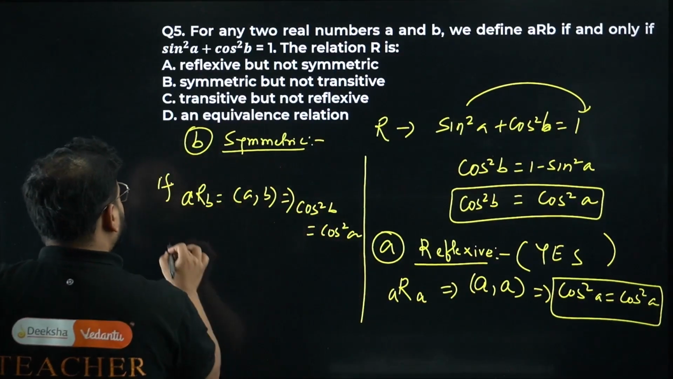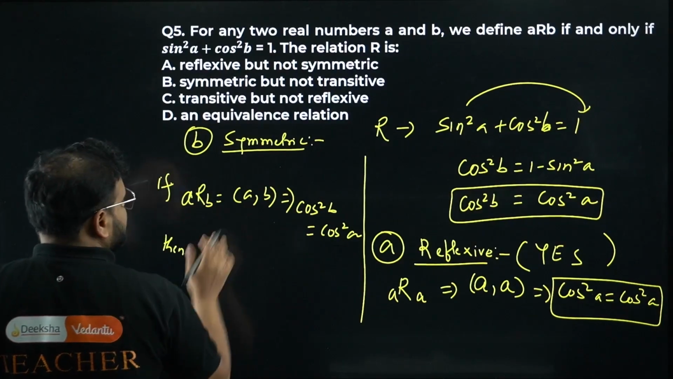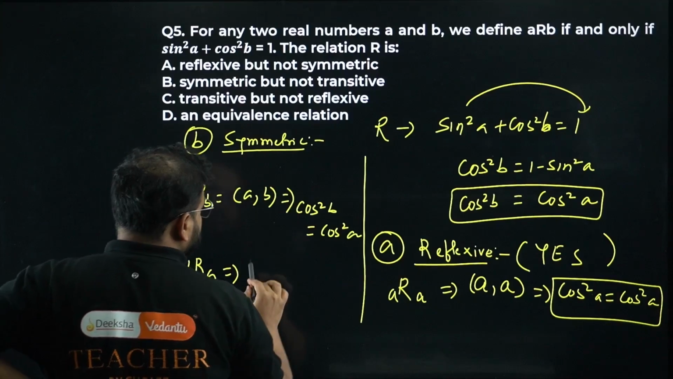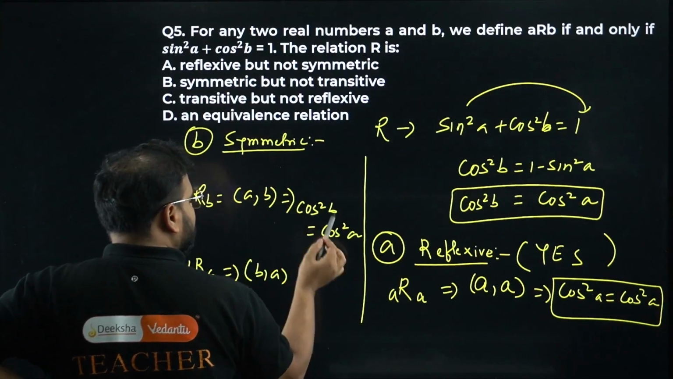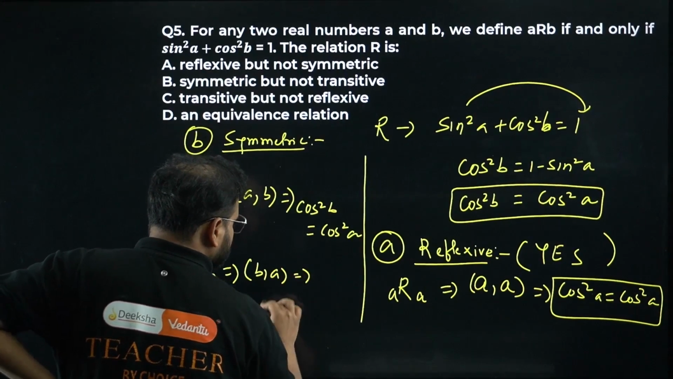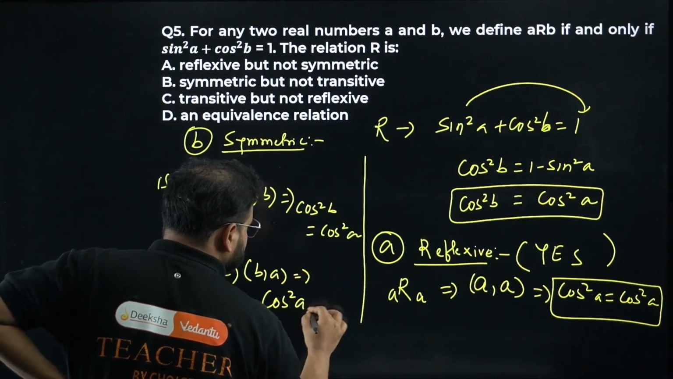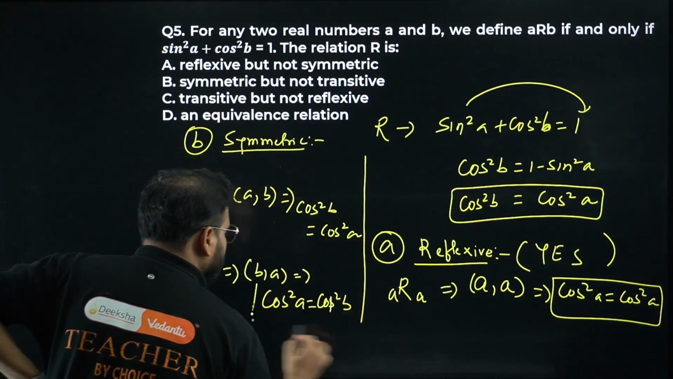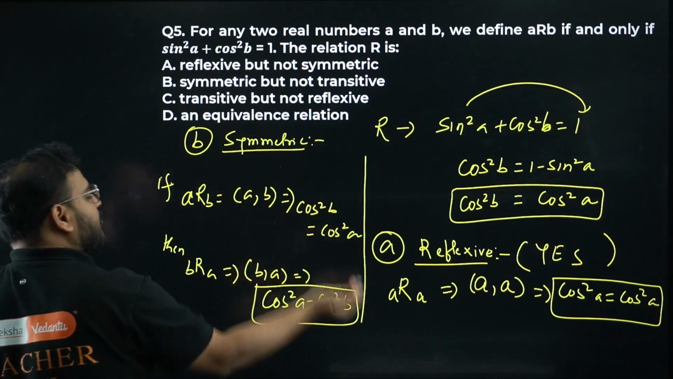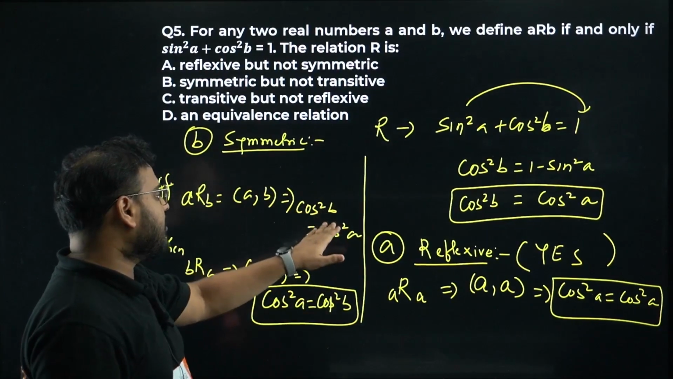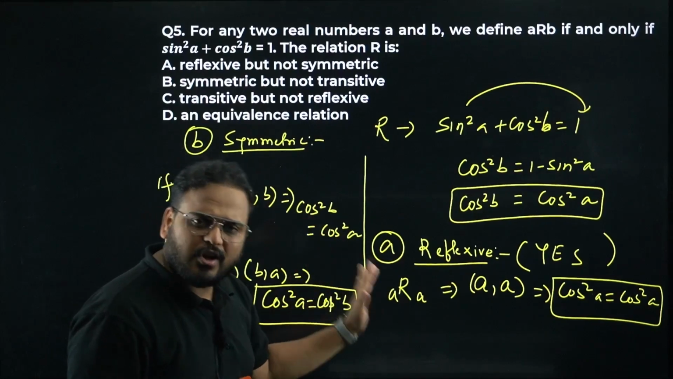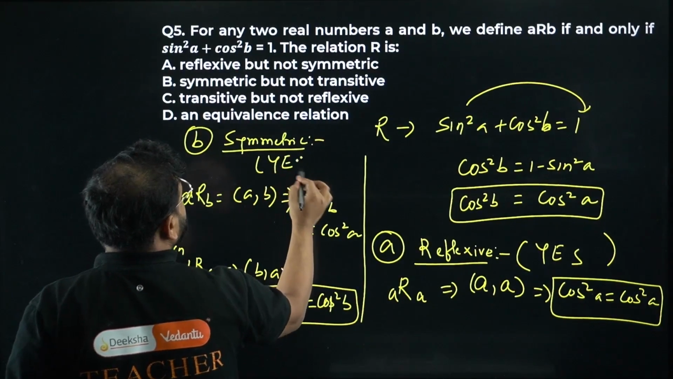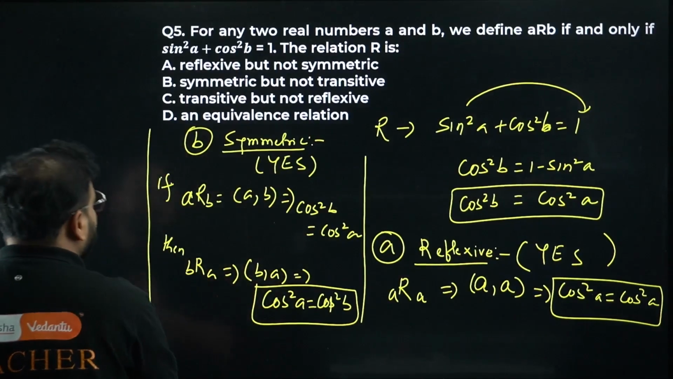Now check the then statement. It is BRA. It means the ordered pair is BA. Reverse it, and it becomes cos square A equals cos square B. Of course, this is true. Whether you write this over here or this over here doesn't matter: cos square B equals cos square A means cos square A equals cos square B. In that case, this also is yes. Symmetric also is yes.